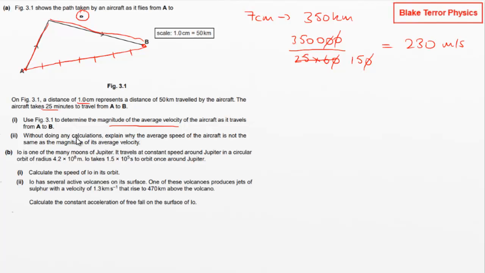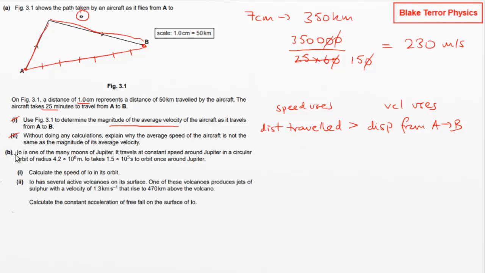Then, without doing any calculations, explain why the average speed of the aircraft is not the same as the magnitude of the average velocity. Right, so for this, we have to say distance travelled is greater than the displacement from A to B. And then if we were going to really hammer it home, we could say speed uses distance travelled, velocity uses displacement from A to B.